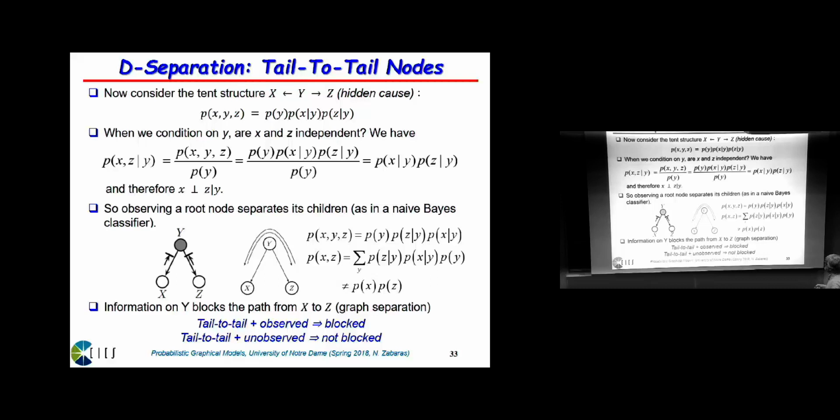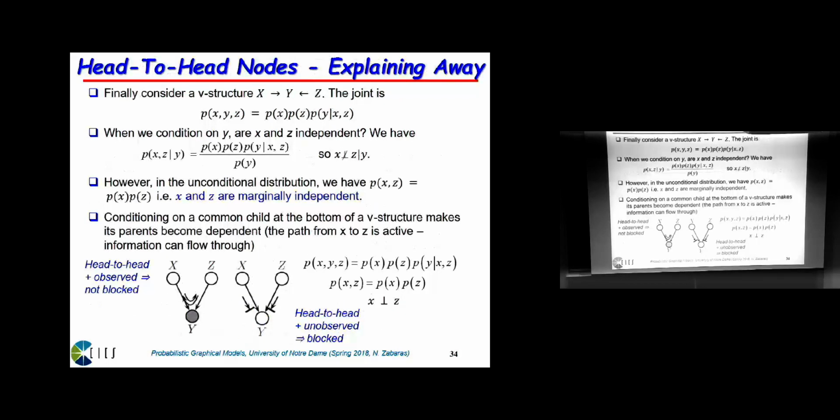So in this case of the fork, given Y, X and Z are independent. If Y is unobserved, you can see that the probability of X and Z marginally is not equal to P of X times P of Z. So independence is not marginally true in this case. And again, this is the most difficult case.